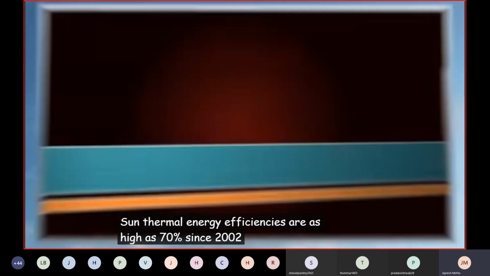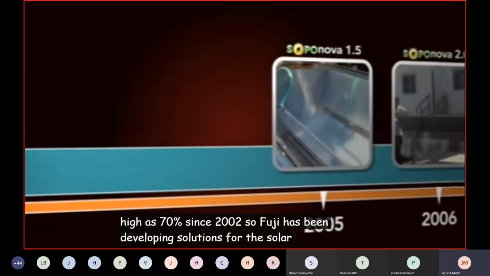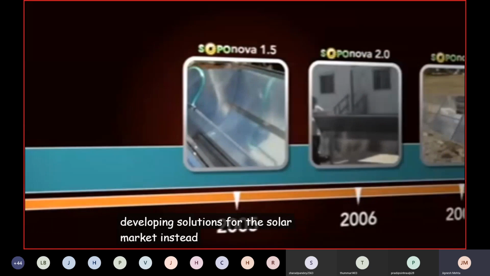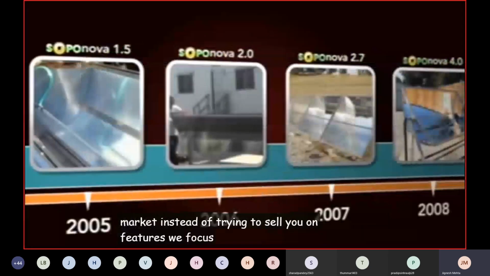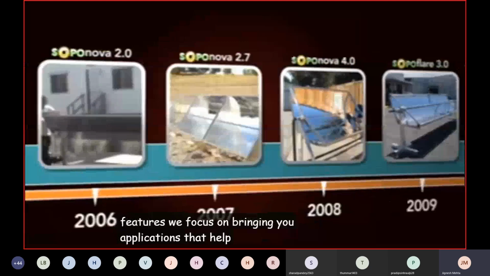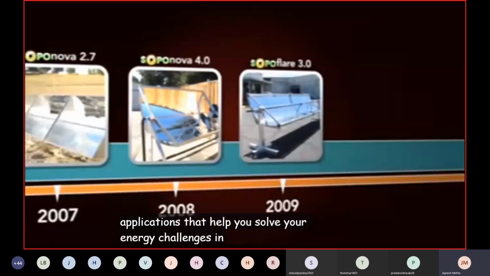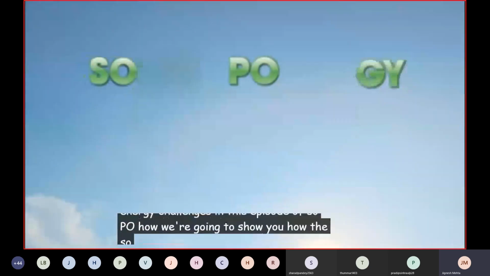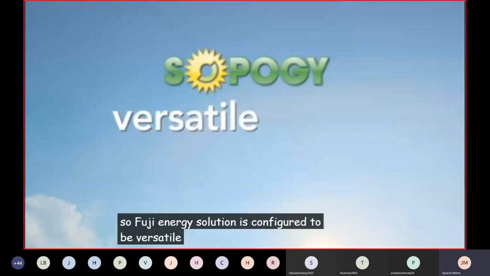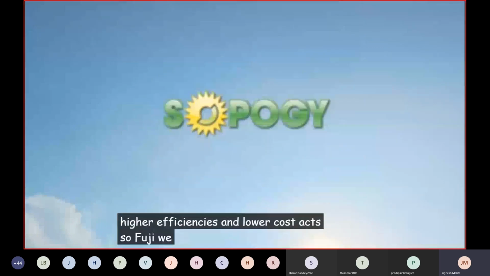Since 2002, Sopogy has been developing solutions for the solar market. Instead of trying to sell you on features, we focus on bringing you applications that help you solve your energy challenges. In this episode of Sopo How, we're going to show you how the Sopogy energy solution is configured to be versatile and robust, bringing you higher efficiencies and lower costs. At Sopogy, we start by asking you, what's your app?